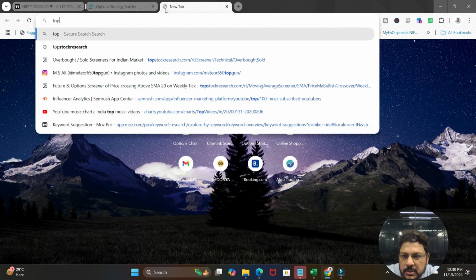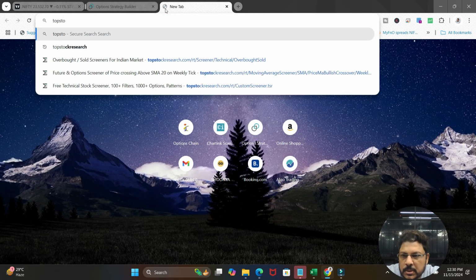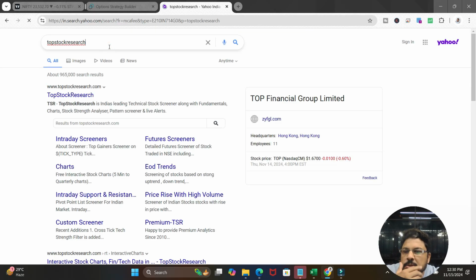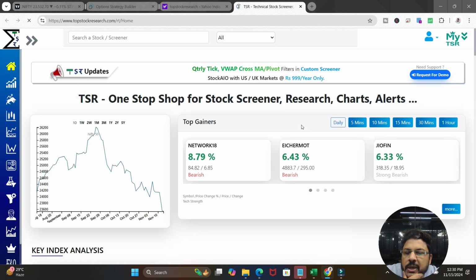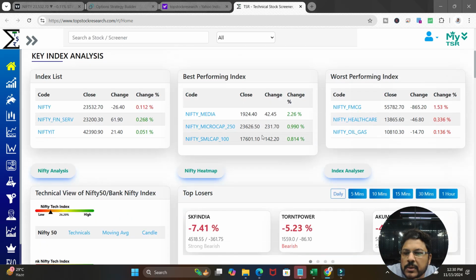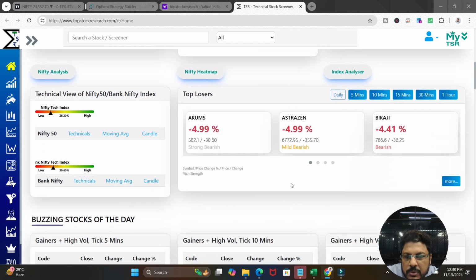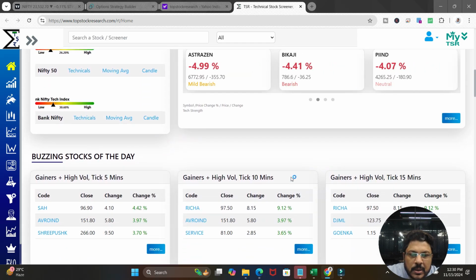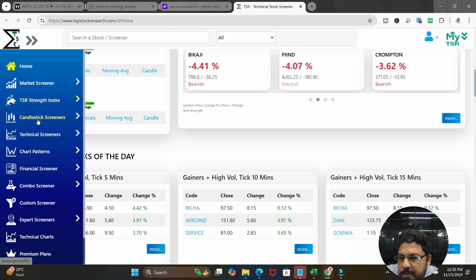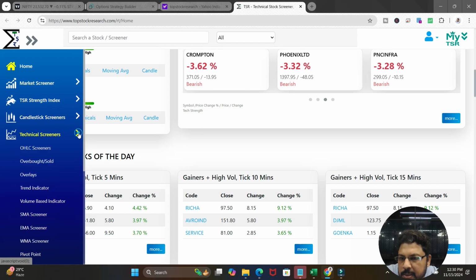So the site which I use is Top Stock Research. There is a site called Top Stock Research. If you go to this site, you can find a lot of scanners available depending upon your knowledge level and what you want to do on a daily basis. Whether you want stocks which are, say for example, I want to do a technical screener.